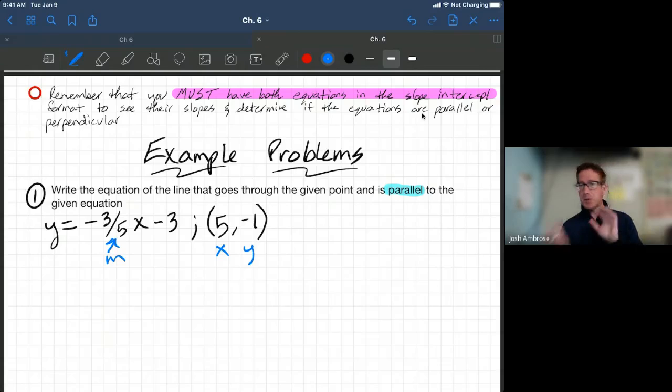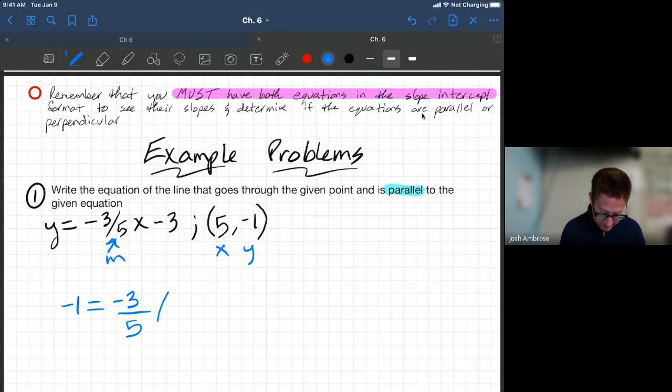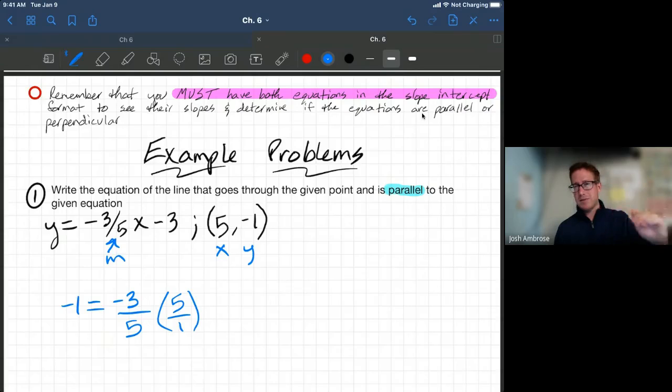So let's plug in the values that we have, because now we need to get a brand new b value, which essentially is going to give us a whole new equation, except for the fact that we're going to have the same slope. So -1 equals -3 over 5 times 5. By the way, I'm going to put that over 1 because we're multiplying fractions. It's easy to go straight across. Then we're going to say plus b.